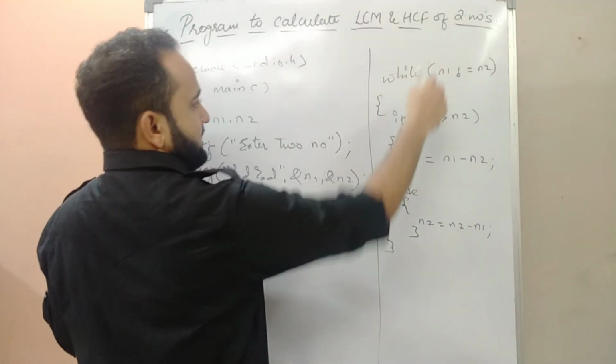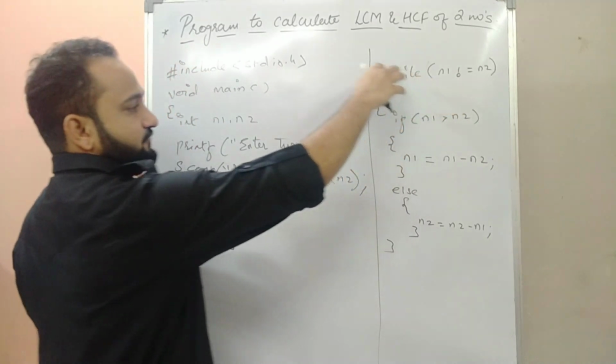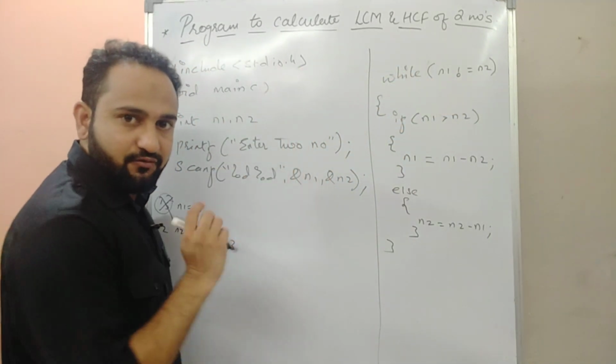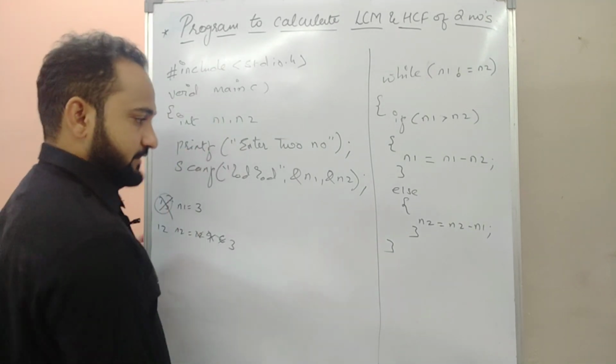It's going back. Now see, the value of n1 is 3 and the value of n2 is 3. 3 not equal to 3 is a false condition. It will come out of the loop. That's what we want. We got the same value, which means we got the GCD. Agree?